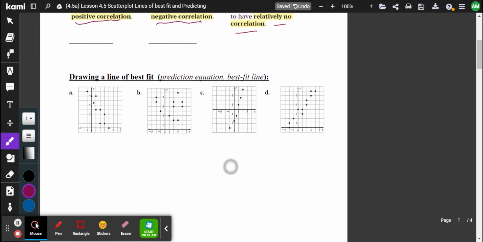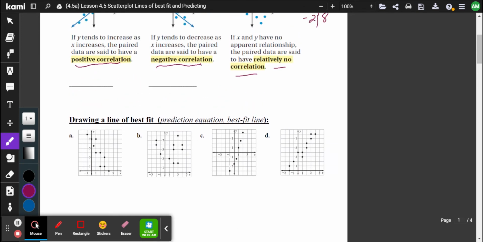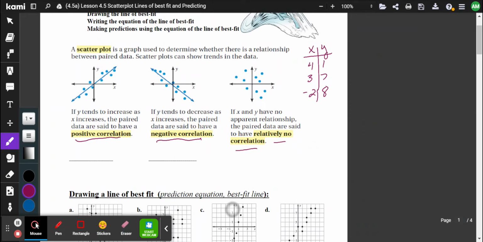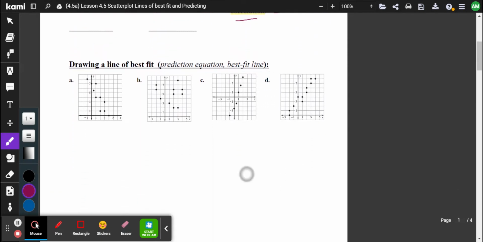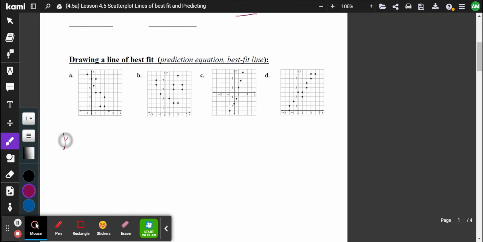With scatter plots, we also have what's called the line of best fit. Now, the line of best fit is simply what is drawn up here in these examples. It's the line that fits the data the best. We have a couple criteria when we talk about the line of best fit. We're looking for the line that crosses the most data points possible.